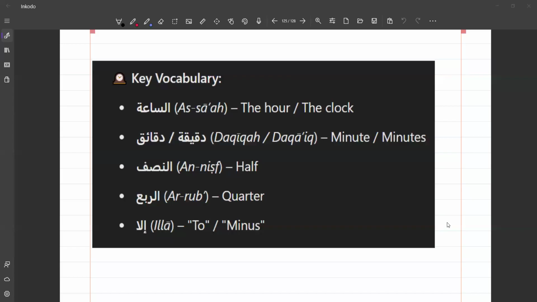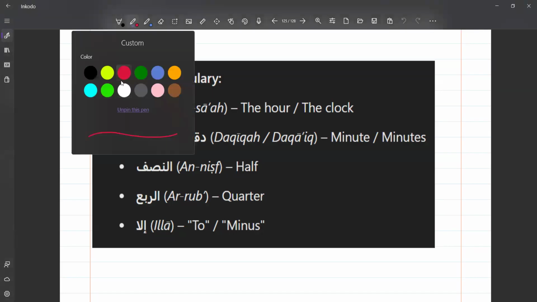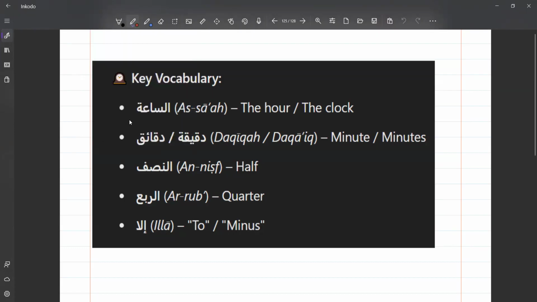Hi guys. Okay, so today we'll study how to tell time in Arabic. Before we begin, you should know some key vocabulary that you will use in telling time. So let's begin. The first word is as-sa'a.